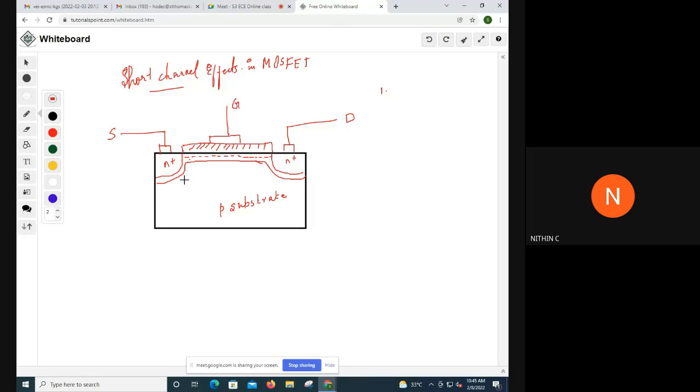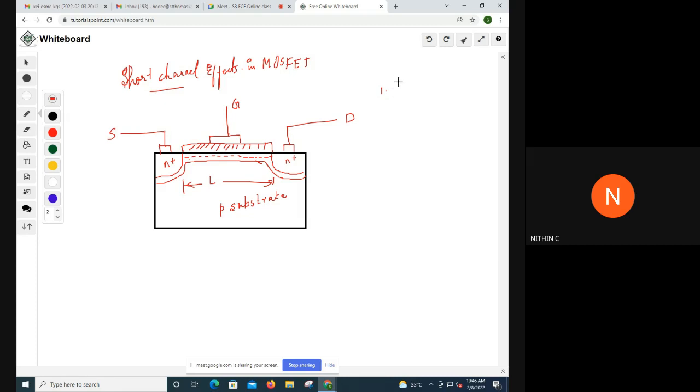Yes, DIBL. Yes, one was DIBL, then velocity saturation, then any other short channel effects. What was the first one? What was the first short channel effect? Or what was the effect which was more evident in short channel MOSFETs?